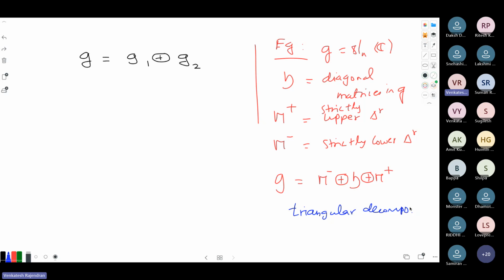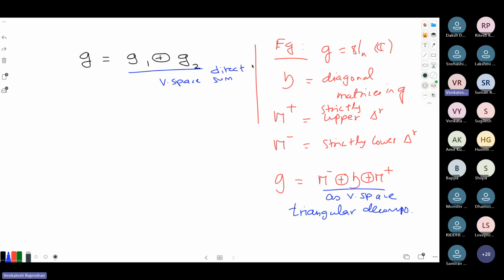Now note that this is not a direct sum of subalgebras. This is just as a vector space, you have this decomposition. Okay, this is just as a vector space. So then such a thing is there. Okay, this is a vector space.